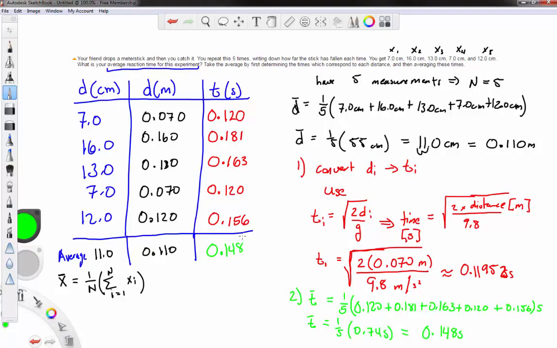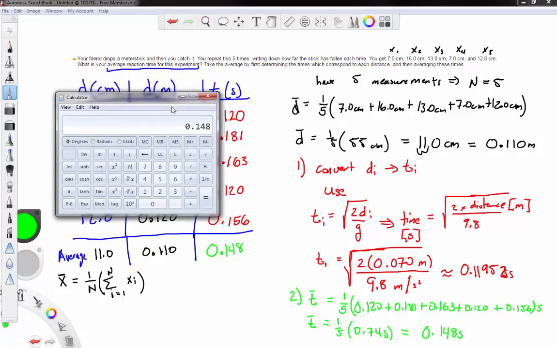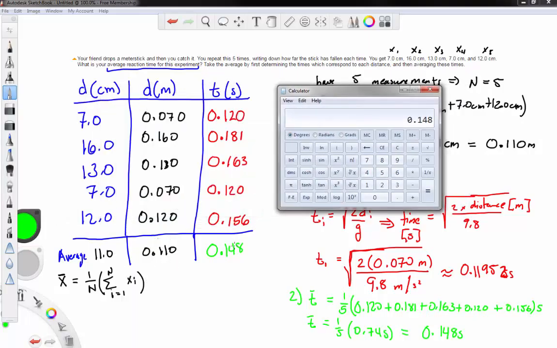0.148 seconds. This is not necessarily going to be equal to the time that you get if you take the average first and then figure out what the time is. Basically, if you took this one, 0.11, and you multiply it by 2, and you divide by 9.8, you get this number and a square root. They're close, but not exactly the same.